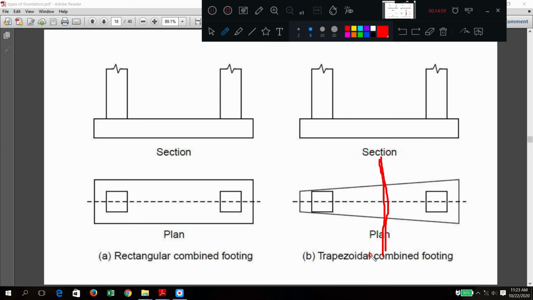You remember the previous classes. If the line of CG of the column and the line of CG of this one are the same, then we call it axial loading. If it is changed, then we call it eccentric loading. Eccentric loading will lead to unequal settlement. Unequal settlement. Is that okay? Yes. Okay.